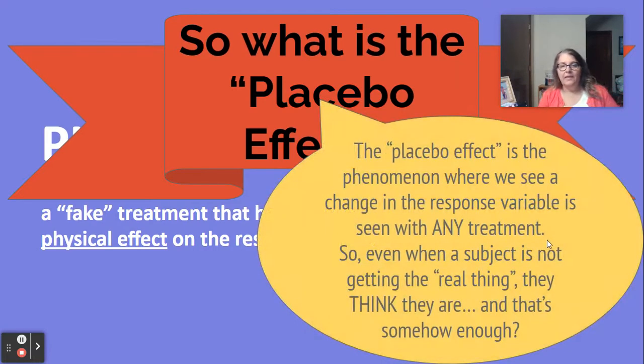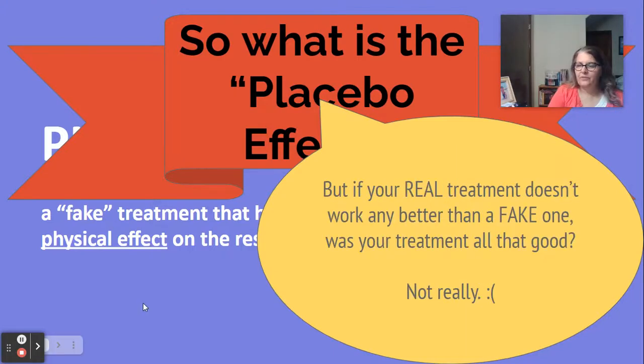Okay. It's a phenomenon where we see a change in the response variable with any treatment, so that even when a subject is not getting the real thing, they think they are, and that somehow is enough. But if your real treatment doesn't work any better than the fake one, was your treatment all that good? And actually, not really. If getting the fake gives the same results as getting the real one, then you have to wonder whether or not it's even real, even with the placebo effect.